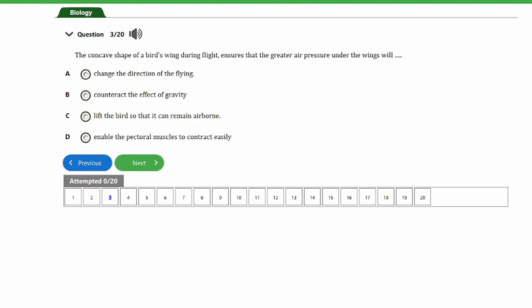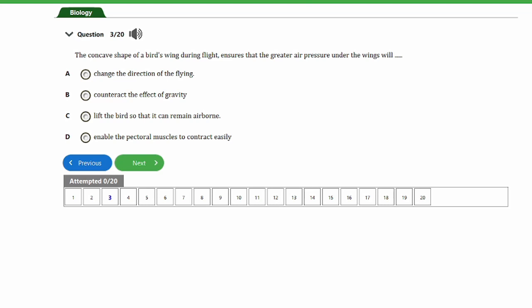Question number 3. It says, the concave shape of a bird's wing during flight ensures that the greater air pressure under the wing will A. Change the direction of the flying, B. Counteract the effect of gravity, C. Lift the bird so that it can remain airborne, D. Enable the pectoral muscles to contract easily.